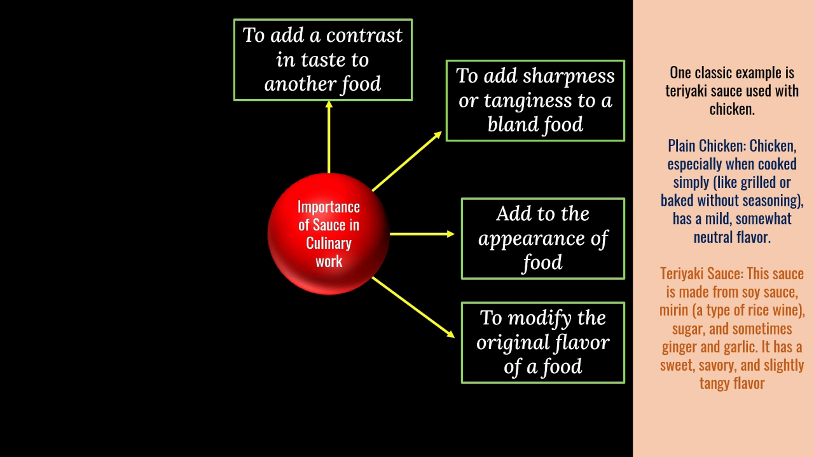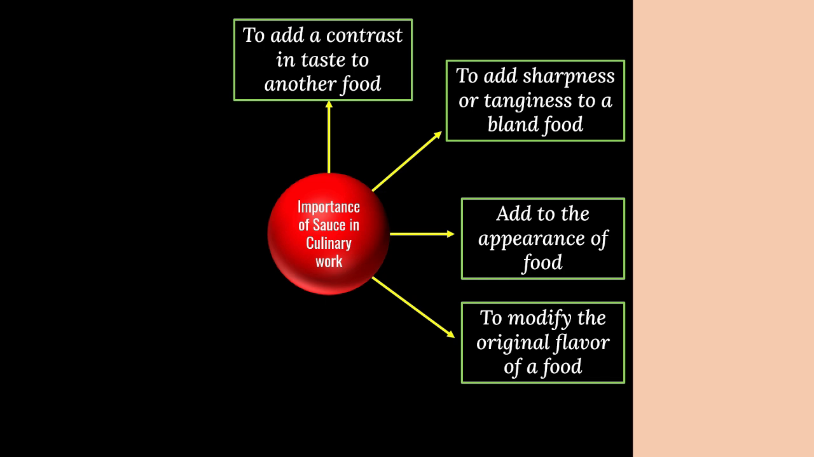Now what we are going to do, we are going to modify the original flavor. How? By using a teriyaki sauce. This sauce is made from soy sauce, mirin. Mirin is a type of rice wine, very popular in Japanese cuisine. Ginger and garlic. It has a sweet, savory and slightly tangy flavor. So definitely once you are having this plain grilled chicken with teriyaki sauce, the original flavor will be modified. Okay.